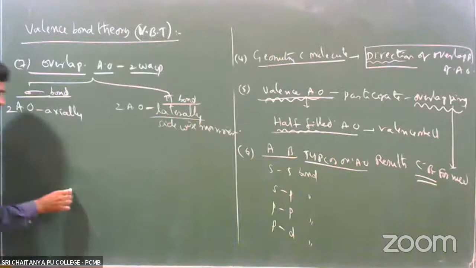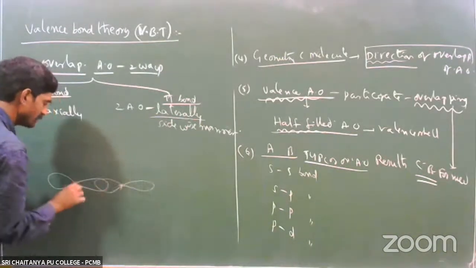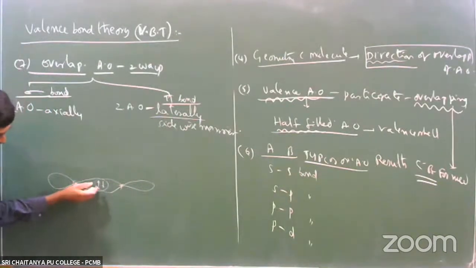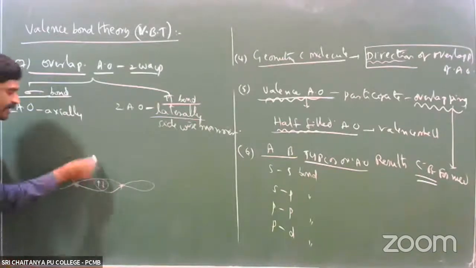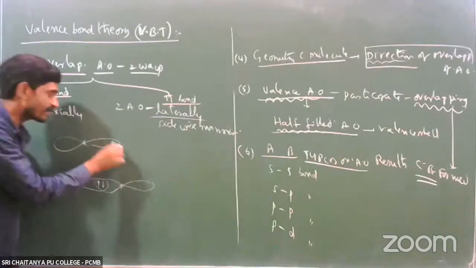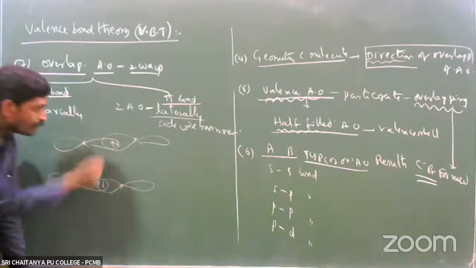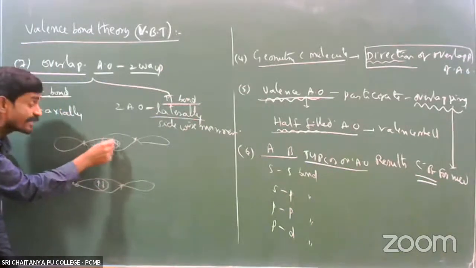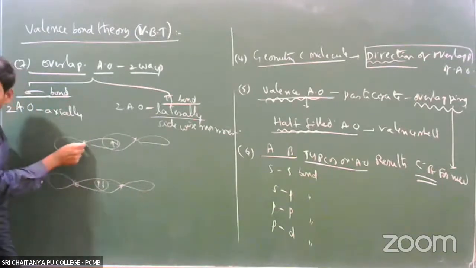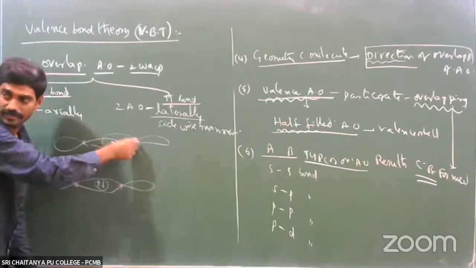In the case of axial overlap, if the two orbitals overlap like this, then after overlapping they exchange the electrons, right? This is one orbital, half-filled, with one electron, and another orbital also has one electron. These participate, and now the two electrons are shared by the two atoms. Now these electrons belong to this one also. The electrons are negative, the nucleus is positive, so they get attracted. And here also electrons are negative, this nucleus is positive, and they get attracted.